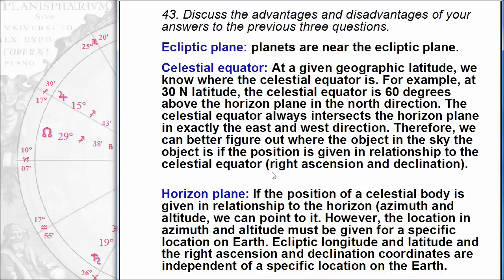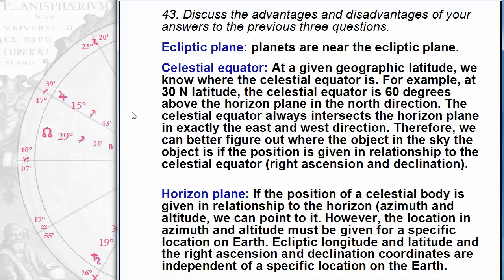Very odd terms, but those are the terms used to describe where an object is along the celestial equator. And when you measure in reference to the horizon plane where an object is, it also has some odd terms. It's called the azimuth and the altitude. And the word altitude here has a very different meaning from when we say the altitude of a city is so many thousand feet. Altitude here means the distance above or below the horizon plane.